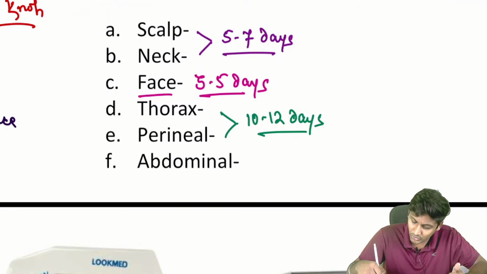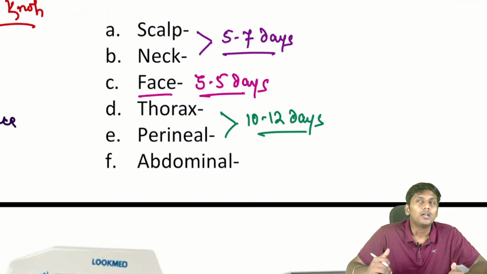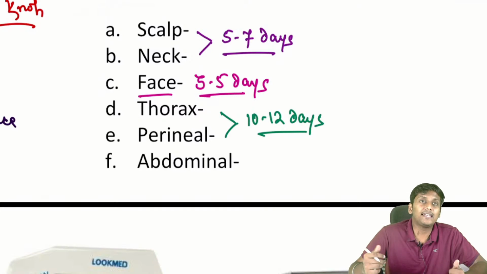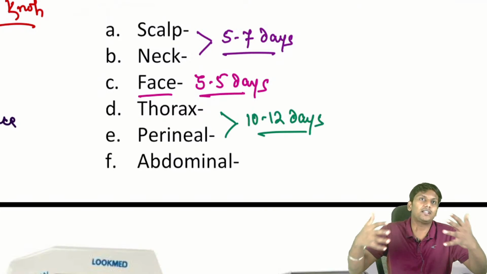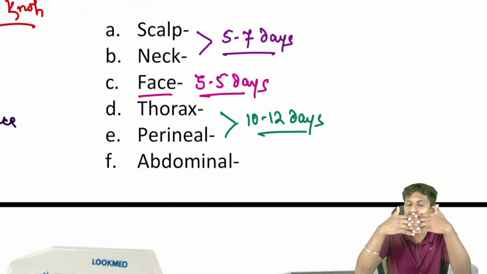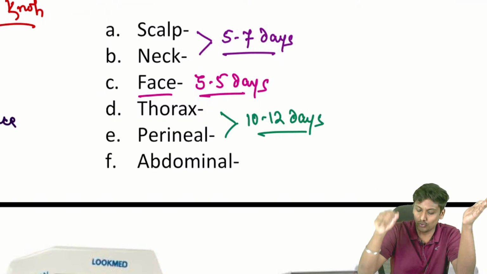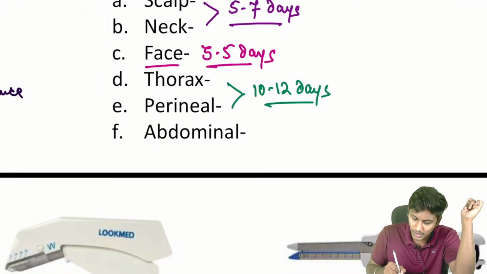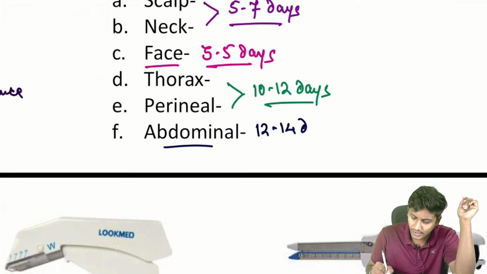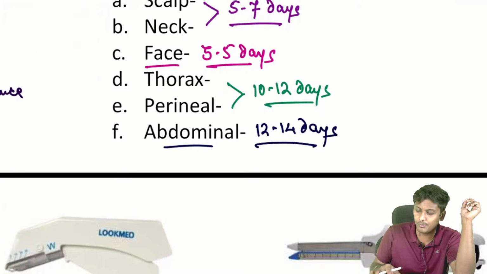And finally will be your abdominal sutures. The reason is, the abdominal wall is very strong. And if you remove the sutures early, what is going to happen? The strength will not be that much and there will be burst abdomen. So to avoid that, you remove the abdominal sutures last, around 12 to 14 days later.